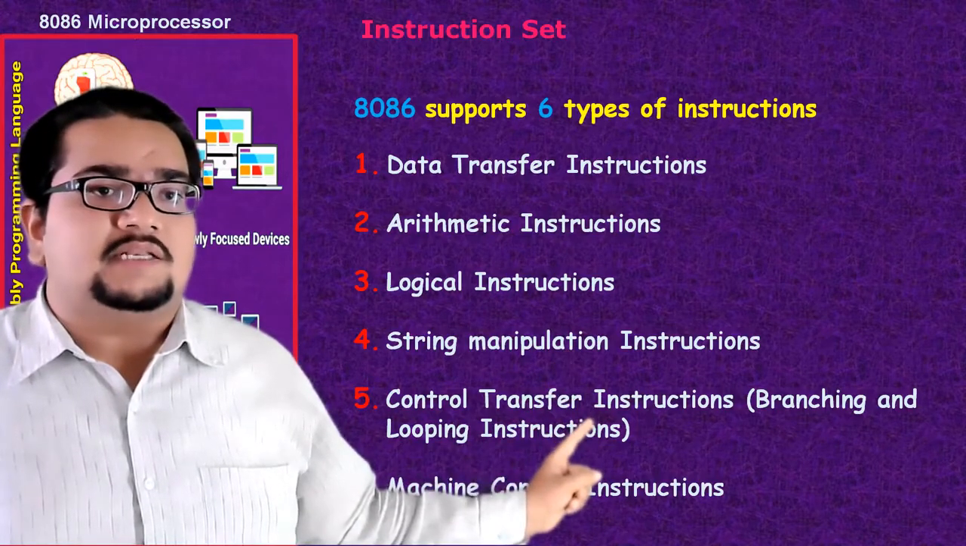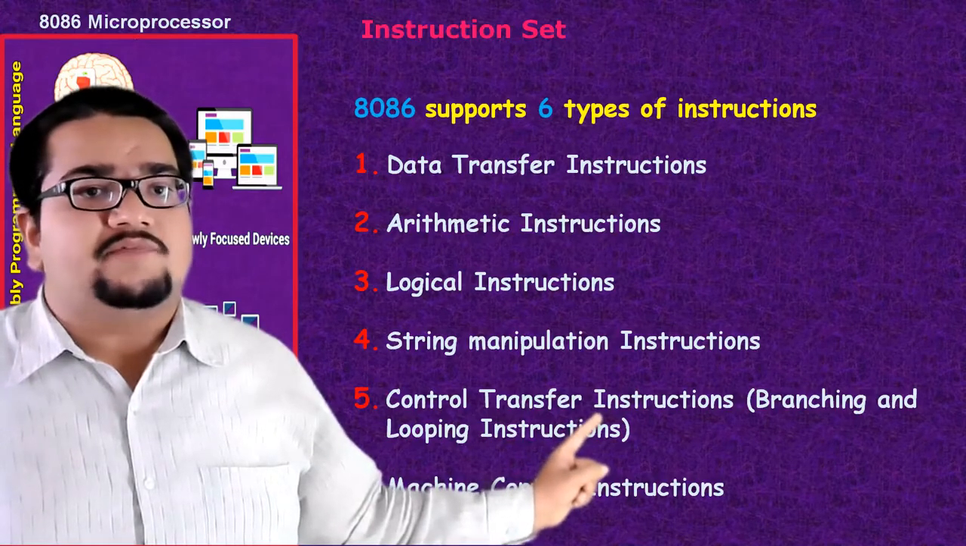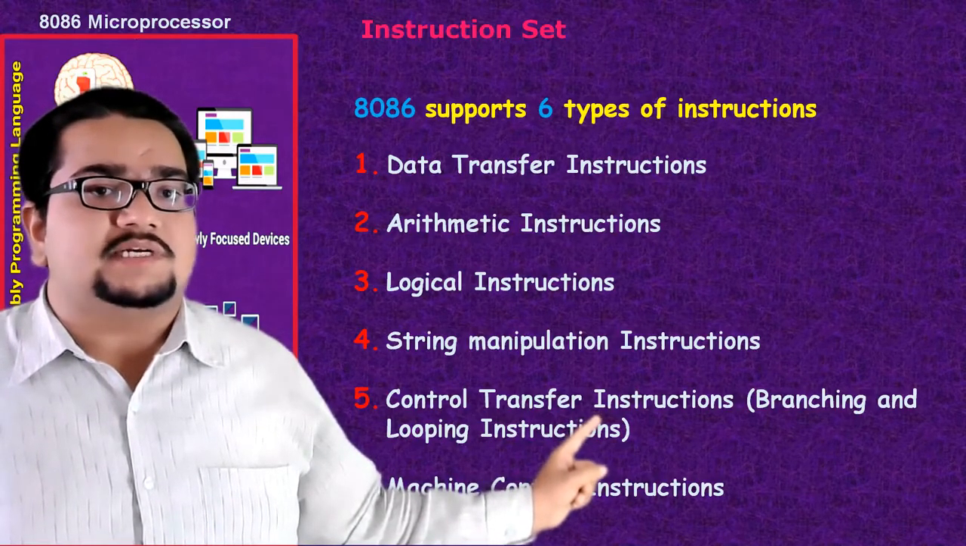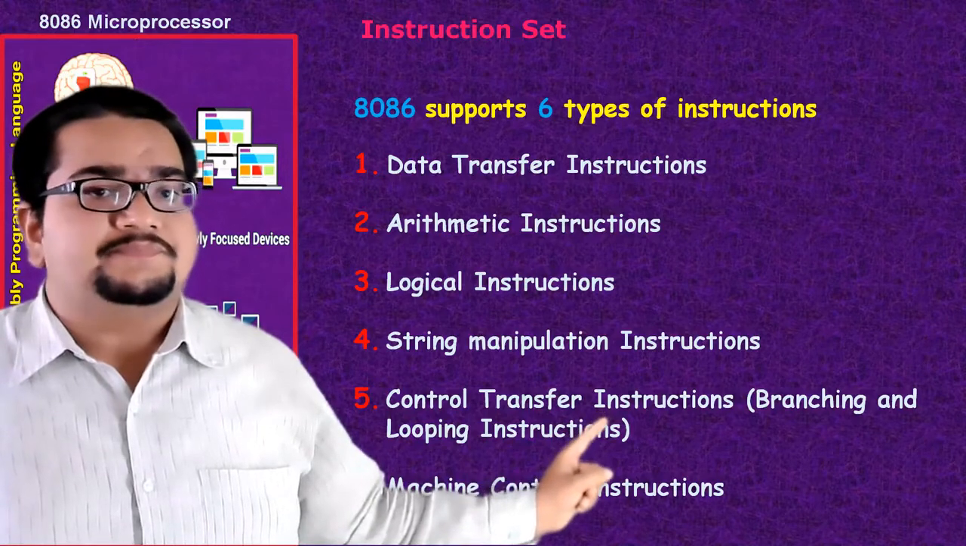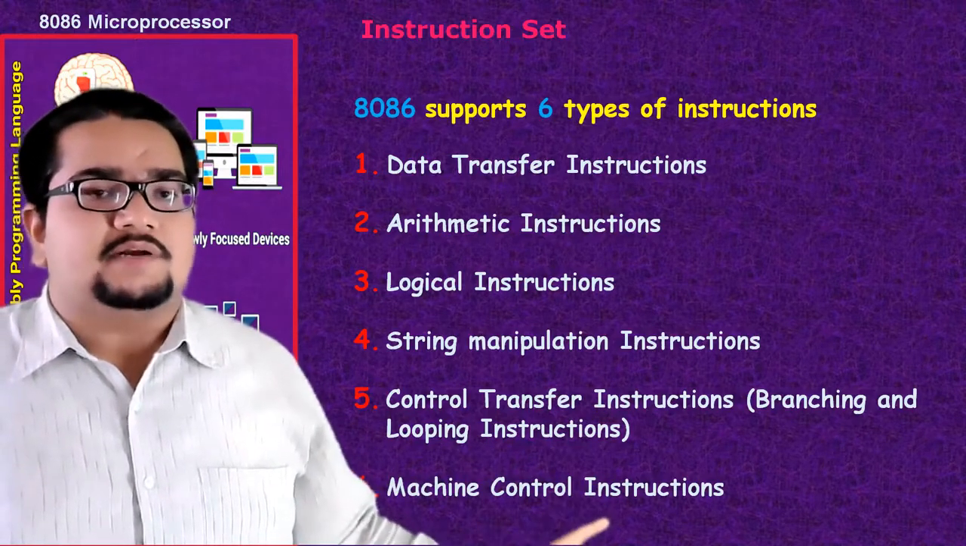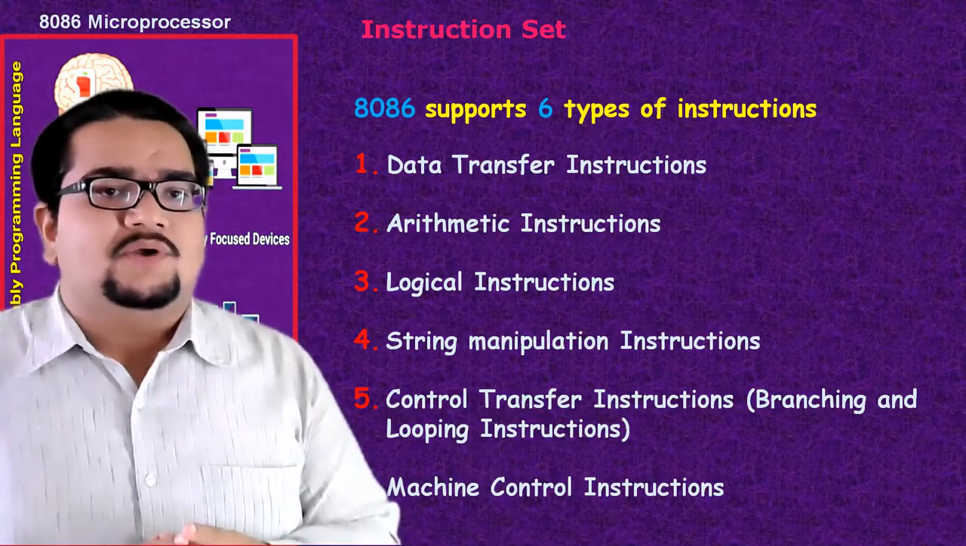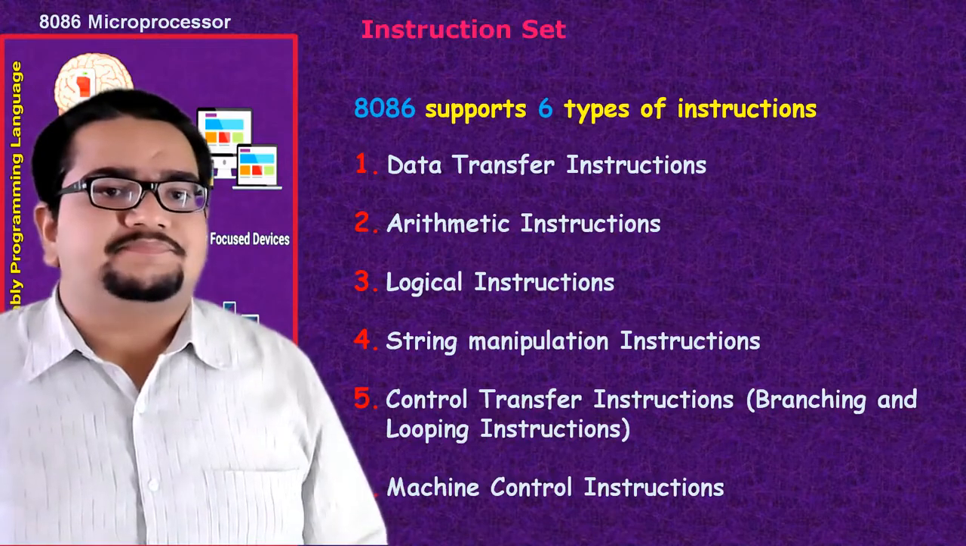And in the 5th group, we have seen the control transfer instructions. Basically here we have seen all the different branching instructions and loop instructions. And finally, we have seen the machine control instructions, which are meant for controlling the processor's actions directly. Okay, so let us continue.